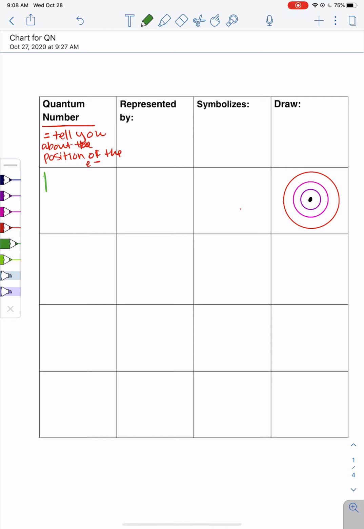So the first quantum number we're going to talk about is the principal quantum number, which we represent with a lowercase n. Anytime we're talking about the principal quantum number, it will look like n equals 1, n equals 2, 3, and so forth. It can't be negative and it can't be 0. So n tells you the level.